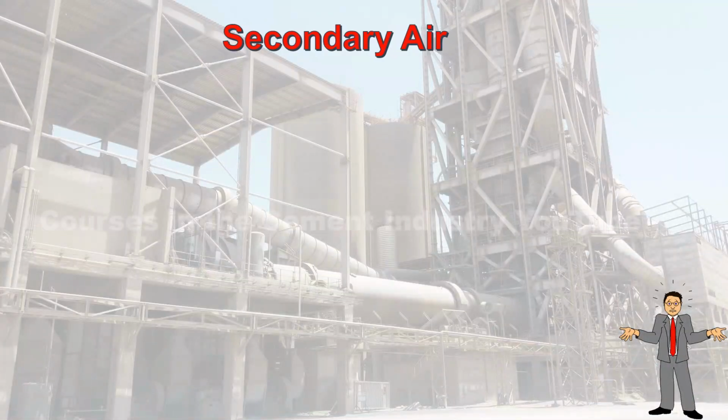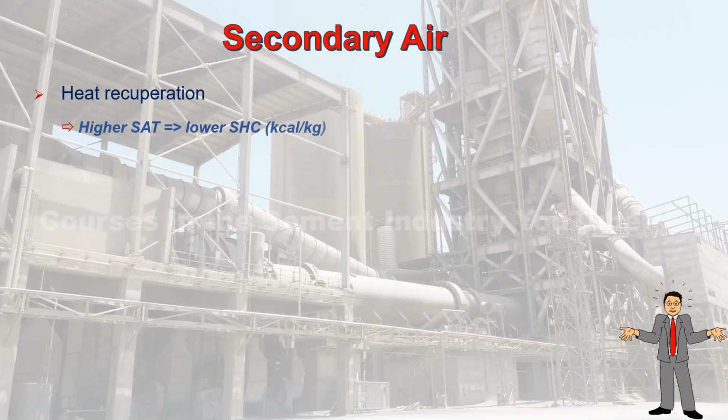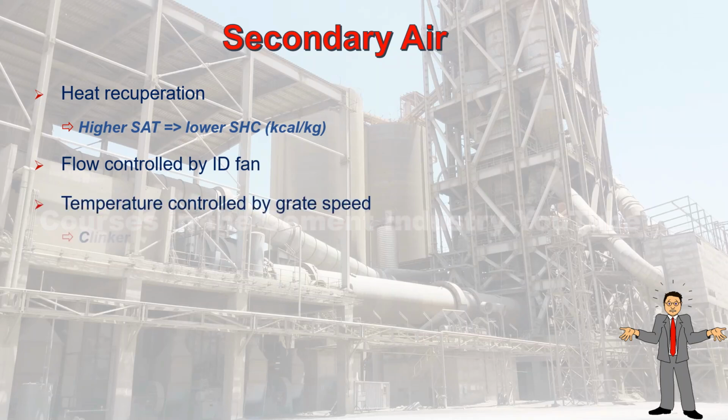Secondary air. 1. Heat recuperation. Higher SAT leads to lower SHC. 2. Flow controlled by ID fan. 3. Temperature controlled by grate speed and clinker bed depth.